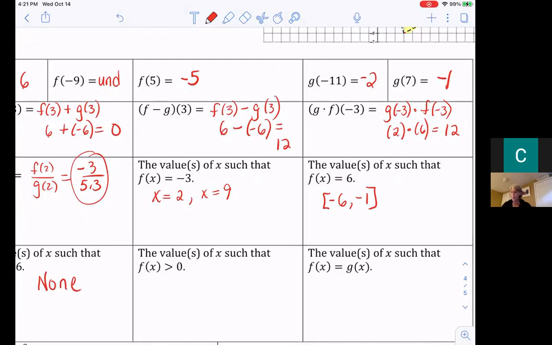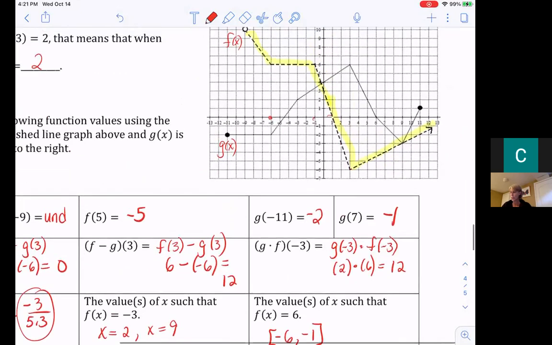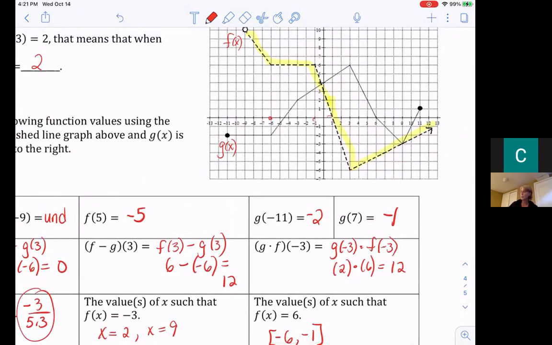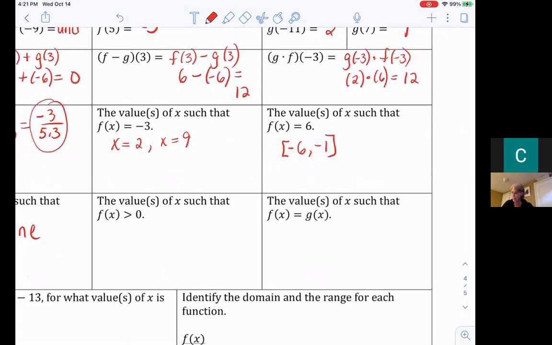The values of x such that f of x is greater than 0. So I want to know where f of x is greater than 0, and the dotted line greater than 0 goes from negative 9 to 1. But we have to remember, negative 9 is not included because that was an open circle, and 1 is not included because of this inequality sign.